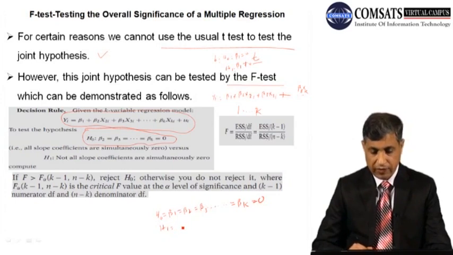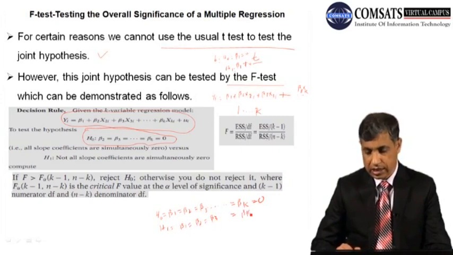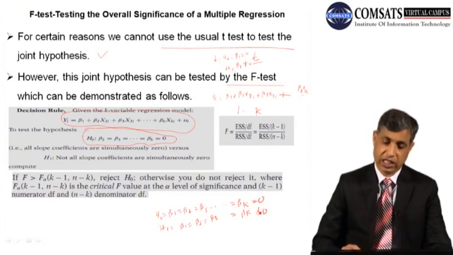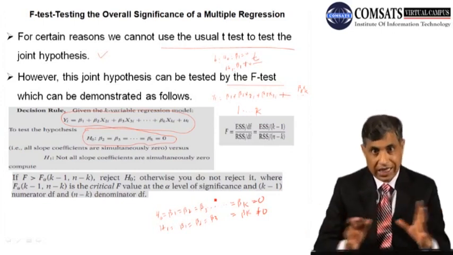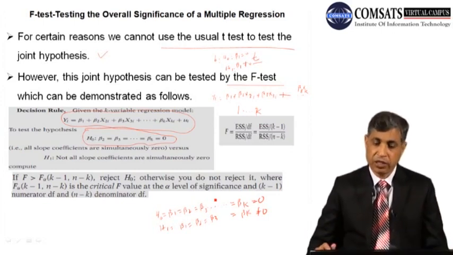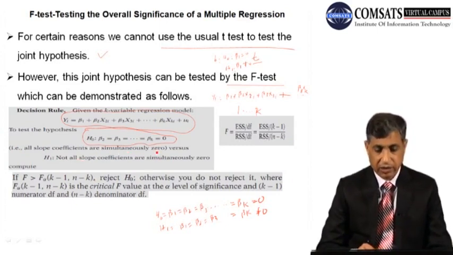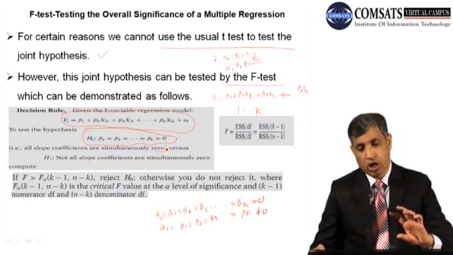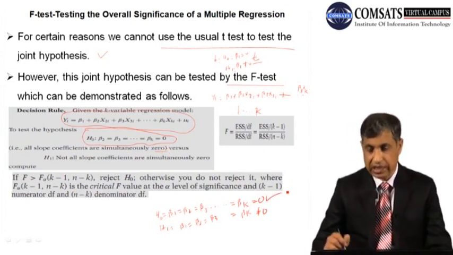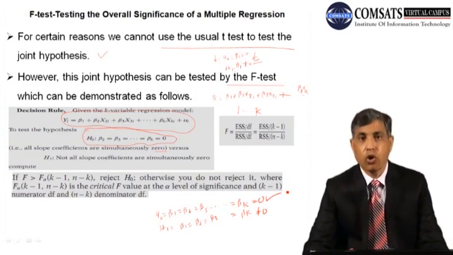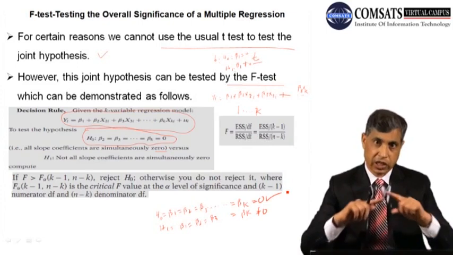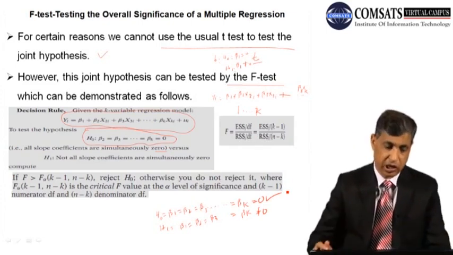What does this mean? H1 will be that beta 1, beta 2, beta 3, up to beta k are not equal to 0. This will be our null hypothesis. So it is tested jointly, and what will be the rule of thumb? Now look at this. The slope coefficients are simultaneously 0. If I explain this null hypothesis in a sentence, I will say that the coefficients are simultaneously, meaning at the same time, equal to 0.